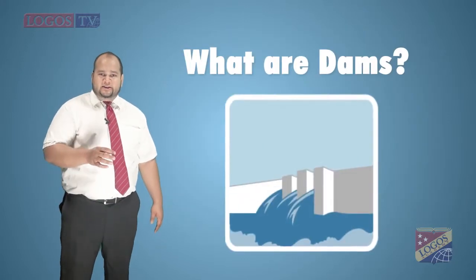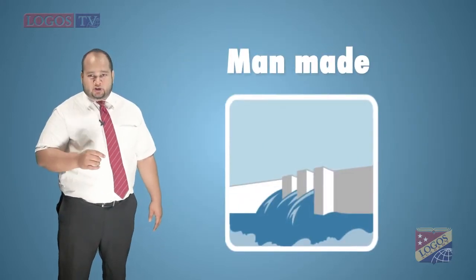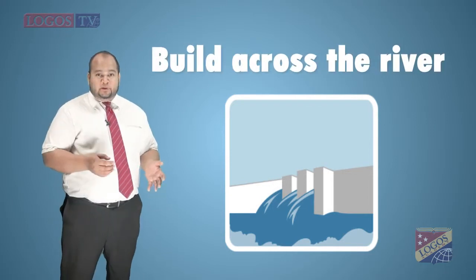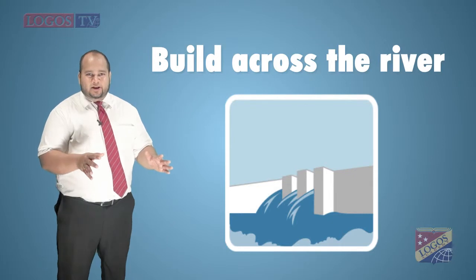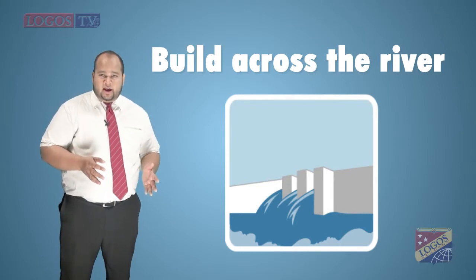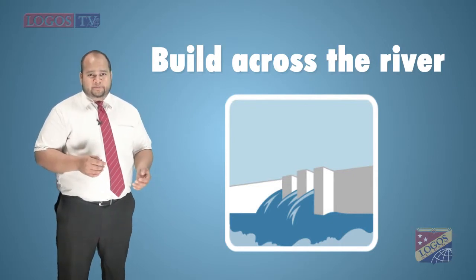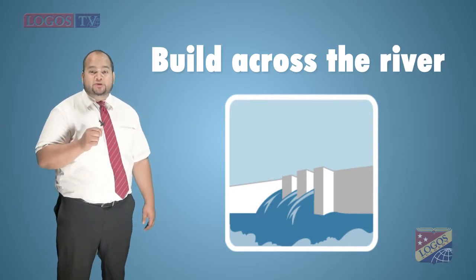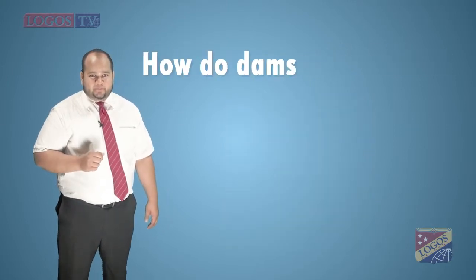A dam is a man-made structure built across a river. Most dams are built to control river flow, improve navigation, and regulate flooding. However, some dams are built to produce hydroelectric power.